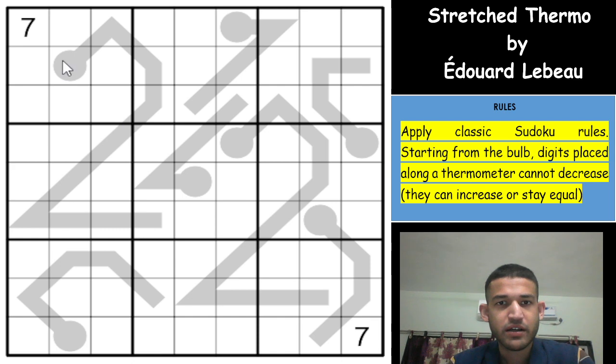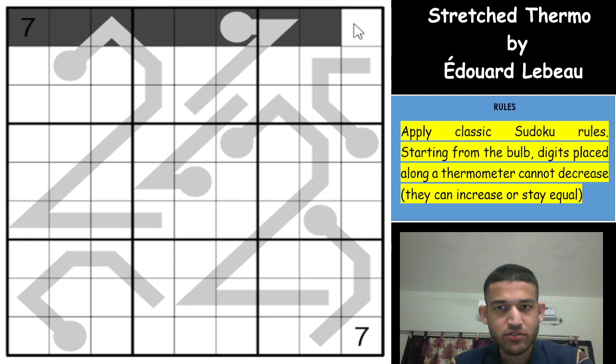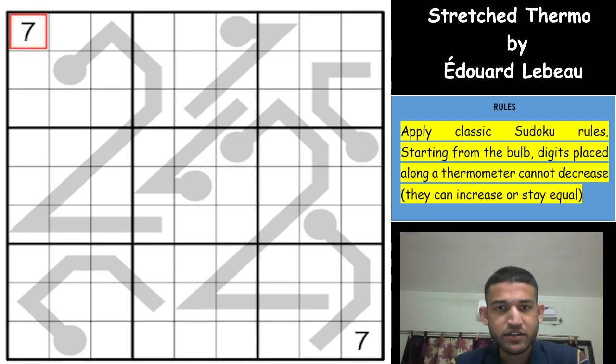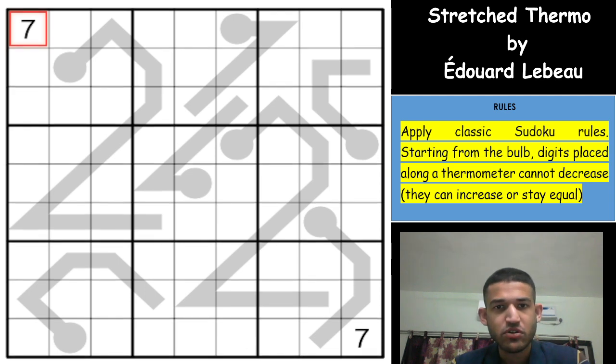The rules are a slight variation of a Thermo Sudoku. Each row, each column and 3x3 box of the grid has digits 1 to 9, no repetition, standard classic rules apply. And apart from that, variant of Thermo Sudoku rules apply. So what do I mean by that? In a normal Thermo Sudoku, the digits will strictly increase starting from this round bulb, right? So let's say if you have a 1 here, then you must have 2 or more here, you must have 3 or more here, 4 or more, 5, 6, 7, 8 and goes on.